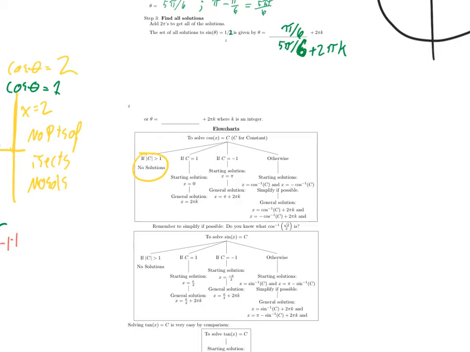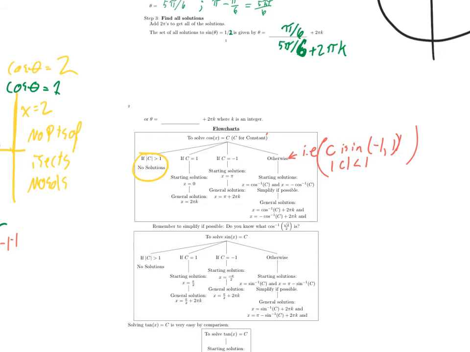The general case: if someone asks you to solve cosine of x is equal to c and they haven't just given you a silly problem, they'll be asking you to solve cosine of x is equal to c for a number. So otherwise, i.e. c is in negative 1 to 1. That is, absolute value of c is less than 1.